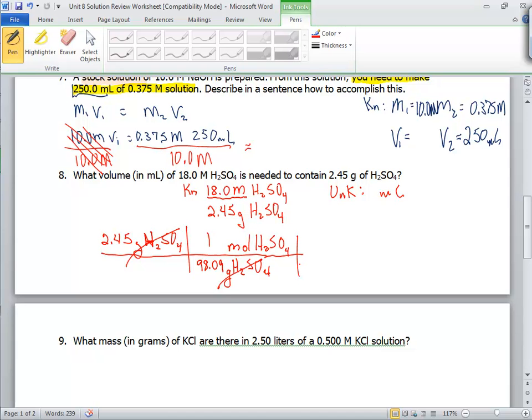So in my puzzle, I'm trying to come out with milliliters, but I have a relationship between moles and liters right up here with 18 moles per liter, right? So that means 18.0 moles of H2SO4 for every 1 liter of solution. And if I really want my answer to come out in milliliters, I'm going to have to get liters to cancel, and my last unit up here is milliliters. 1 liter is 1,000 milliliters, and I calculate that, and I have my answer.